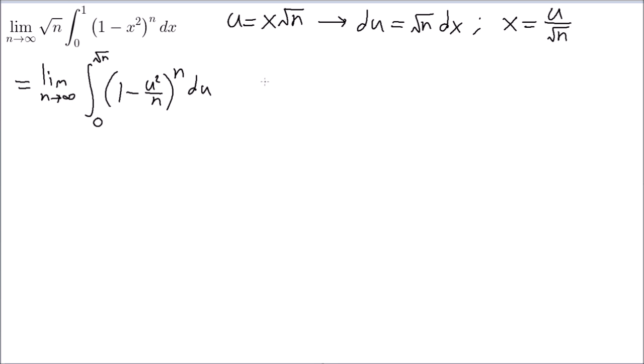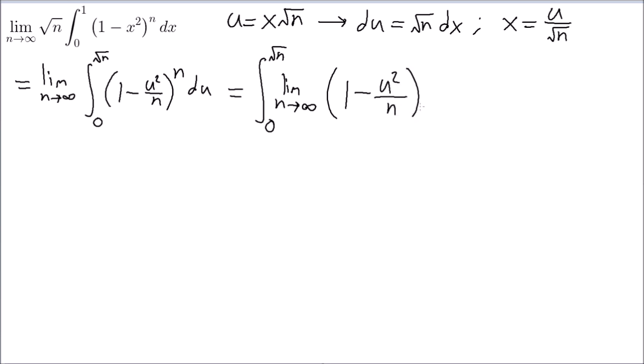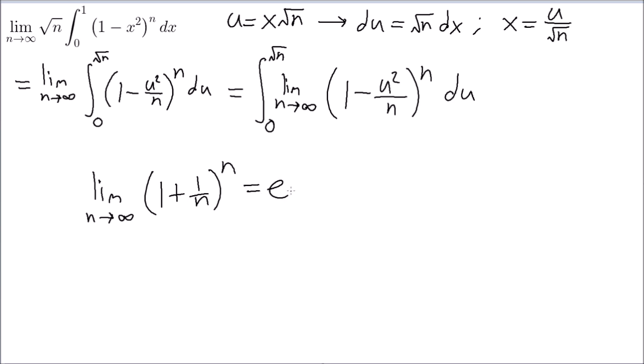Okay. Now you're probably thinking, what now? Well, this should sort of look familiar to you, right? This looks like one of those e formulas. If you don't remember, it's the limit as n approaches infinity of 1 plus 1 over n, and all that to the power of n. This is equal to e.